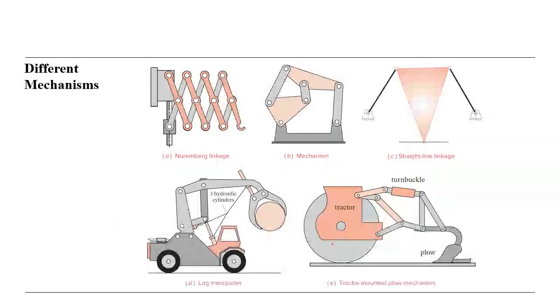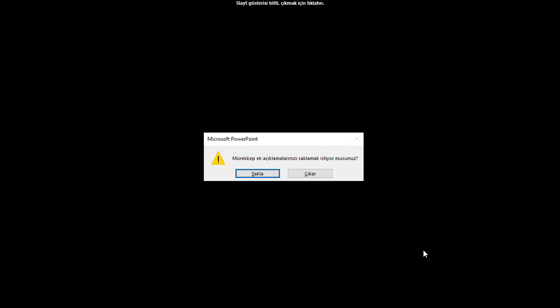So different mechanisms you see we use in offices or in machines, in order to create a linear motion here. For a certain angle, we can create a linear motion. It's very interesting, 100% really linear motion. And here we have log transport or tractor mounted plow mechanism. So many different mechanisms. All these mechanisms, we learned.